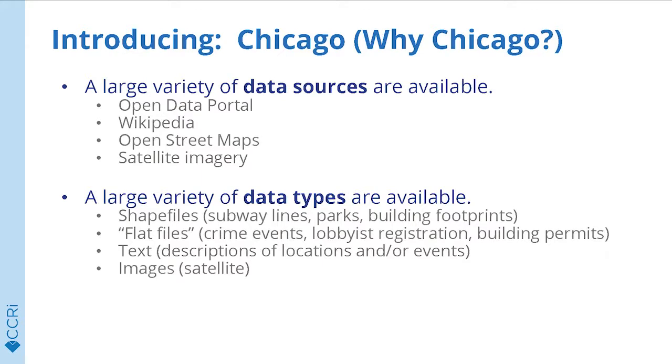You can get text descriptions, which I got from Wikipedia, and then the satellite imagery, although images could also include, if you wanted, say, geotagged Instagram photos.